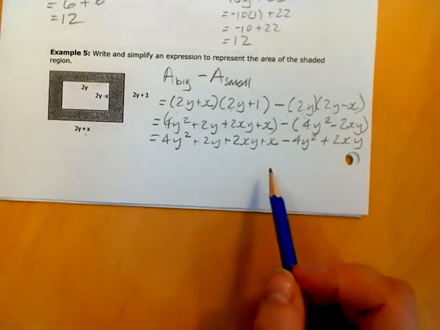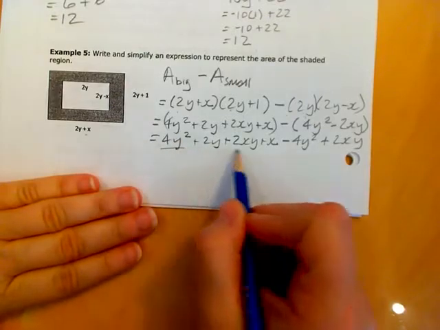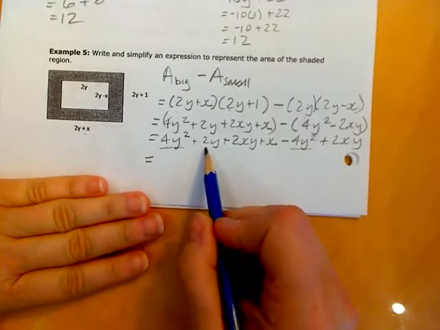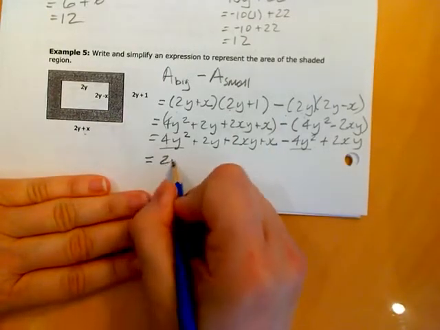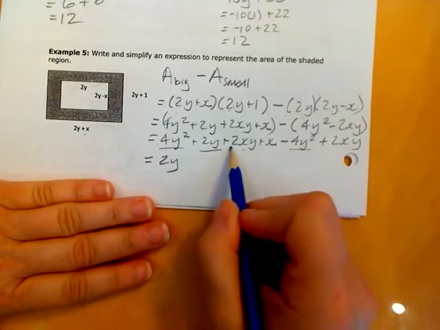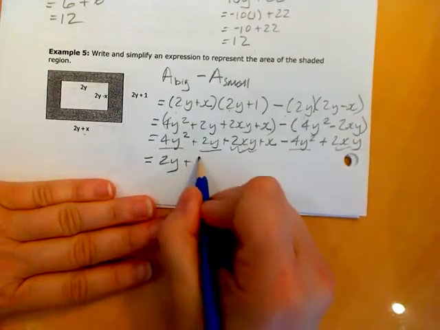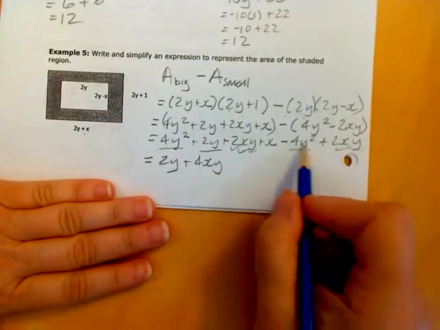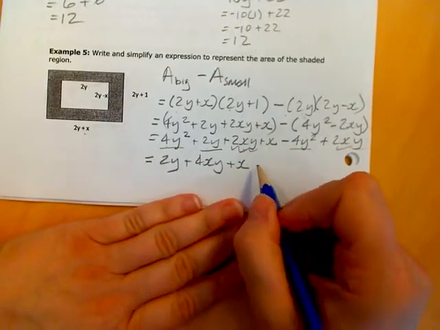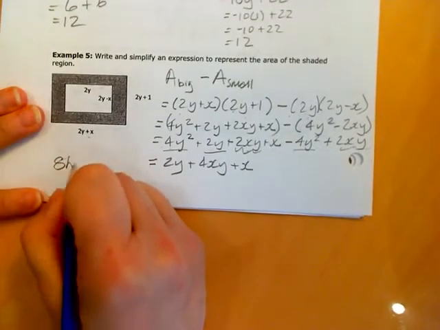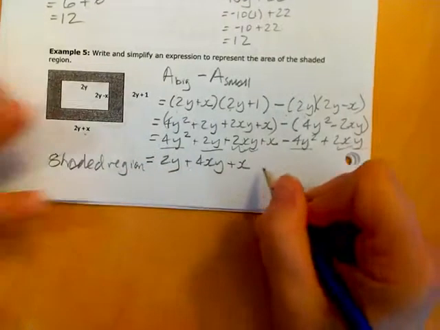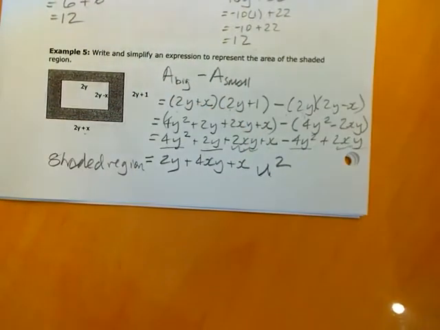So let's take a look and see anything like terms. Okay, y squared and y squared, so 4 minus 4 is nothing, that's gone. Then I've got a y here, and that's all I've got for y, so I'll put it down. Then I've got an xy here, and an xy here, so 2xy and 2xy are 4xy. And then all that's left is this plus x. So that is the area of the shaded region. So I'm just going to write shaded region equals that units squared, because it's area.